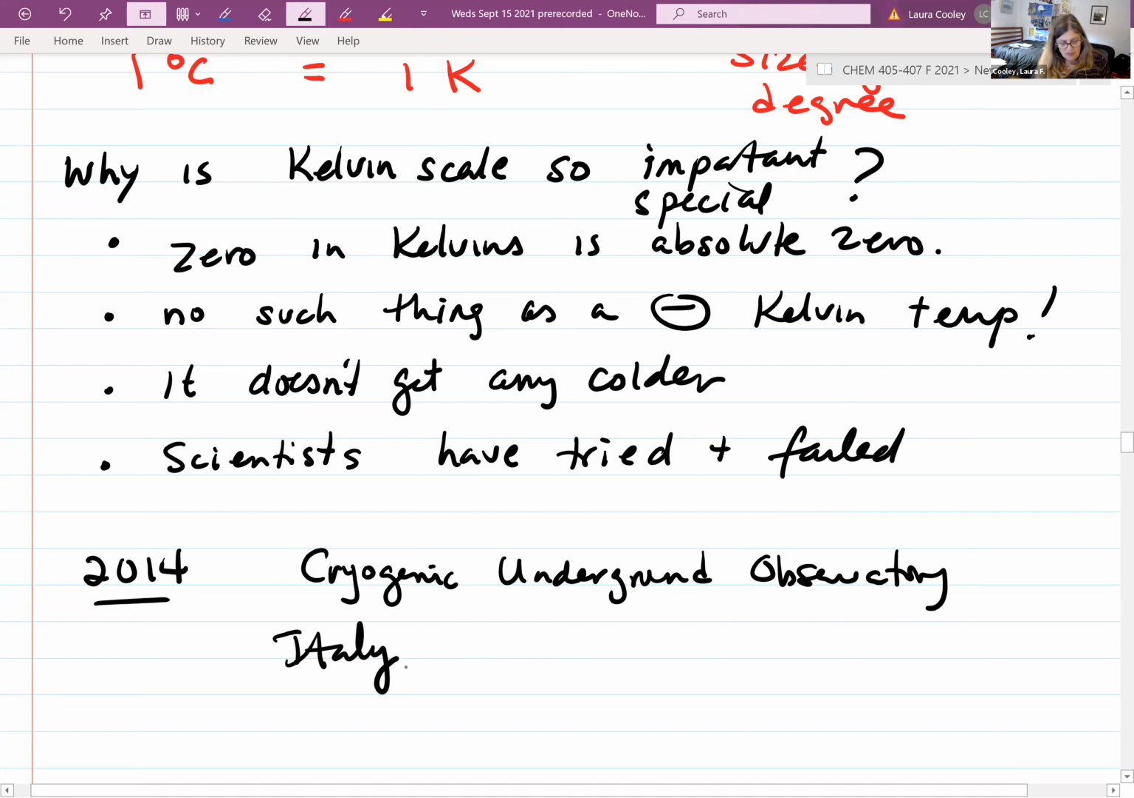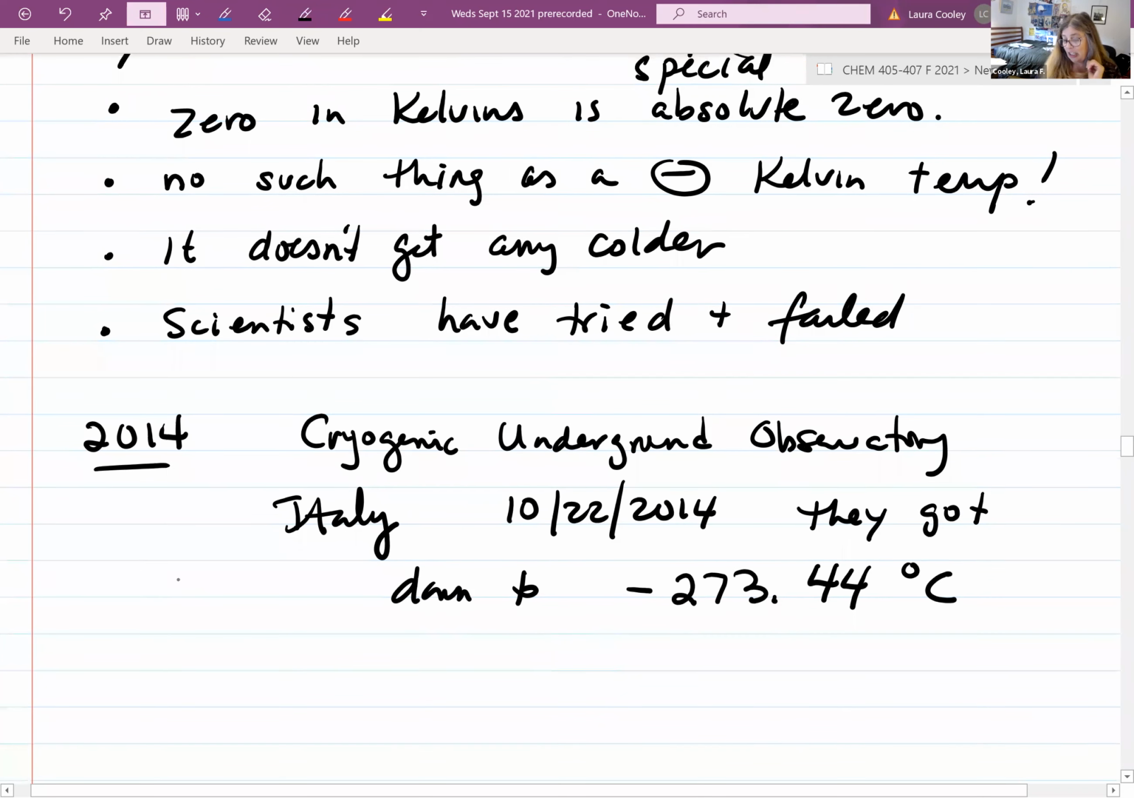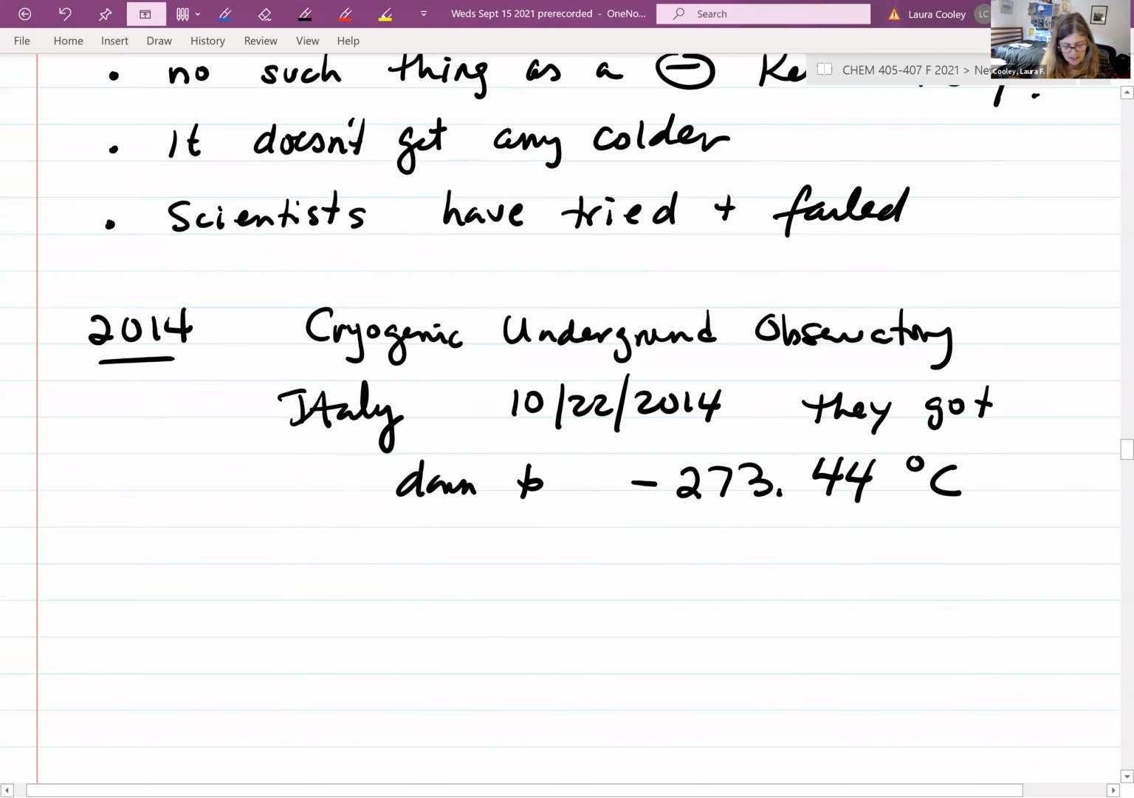And I found it in a list of rare events. And okay, so on 10/22/2014, they got down to minus 273.44 degrees C. So they'd have to get 0.3 of a degree cooler to get to minus 273.15. And they were unable to. Okay, so anyway, they've tried and failed. And so we say that that's absolute 0.